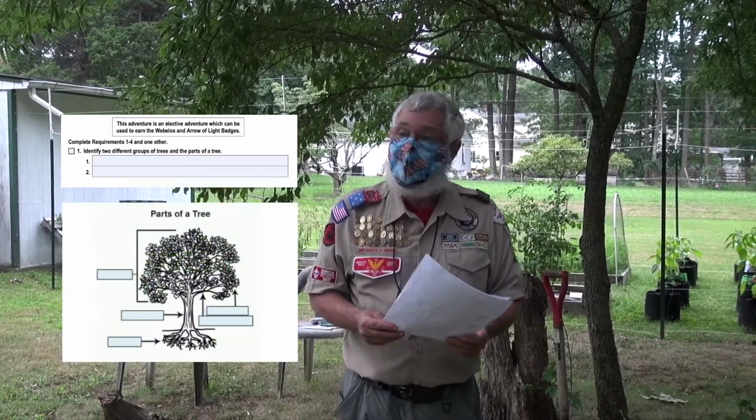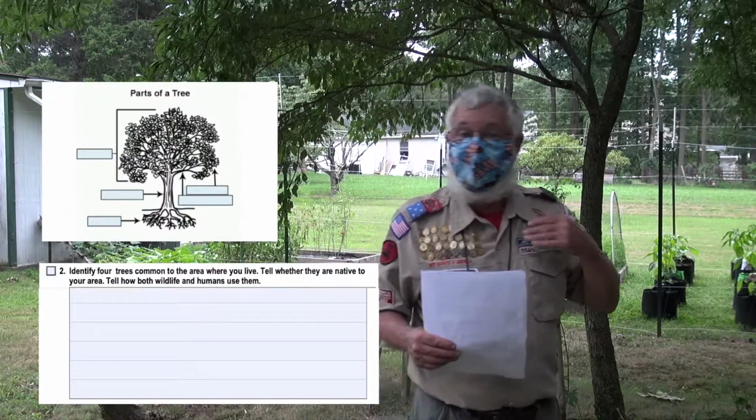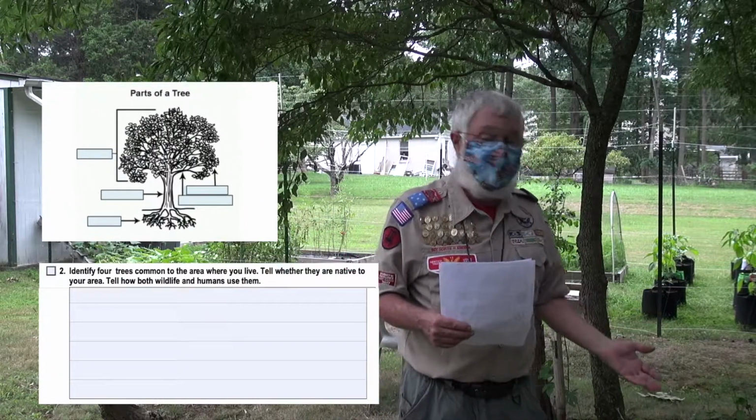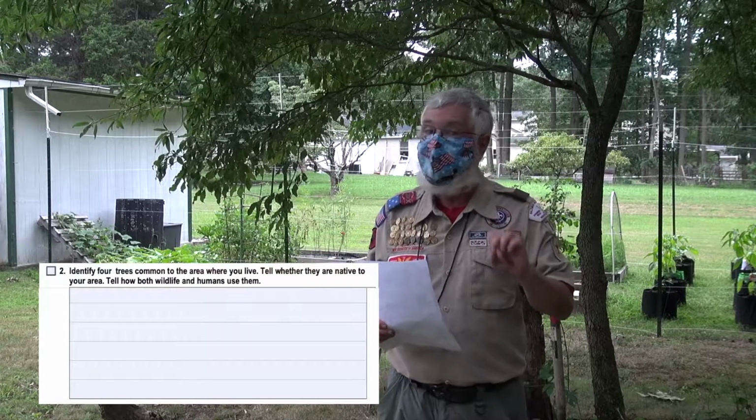We are in my backyard, and this yard has a wide diversity of plants. We will do all the requirements for Into the Woods. The first one will be the two different groups of trees and the parts of the tree. Requirement 2 is four different plants, trees I should say, and what they're used for by man and animals. I might add all the trees that we show are native.